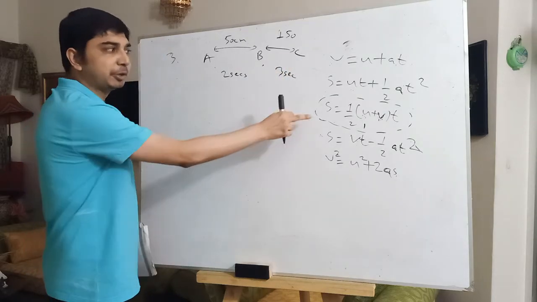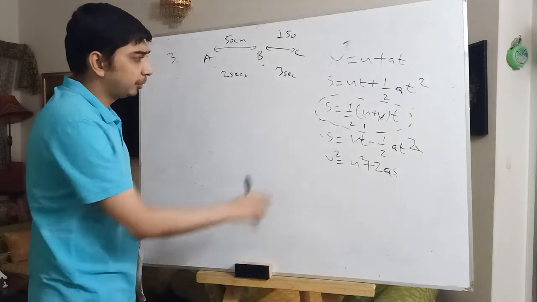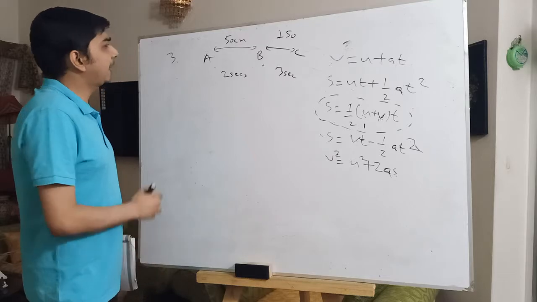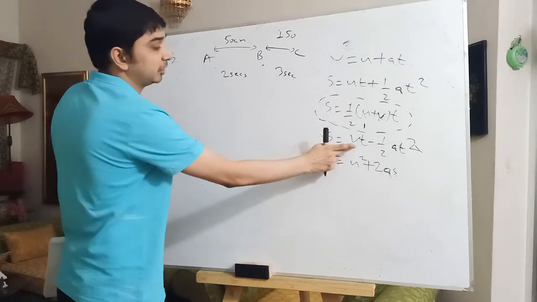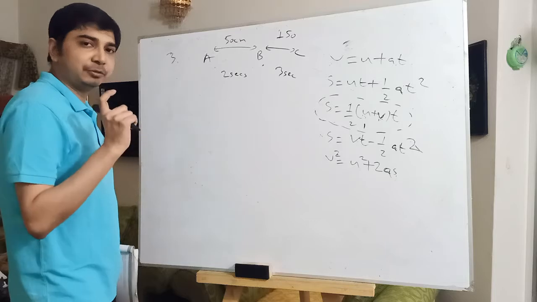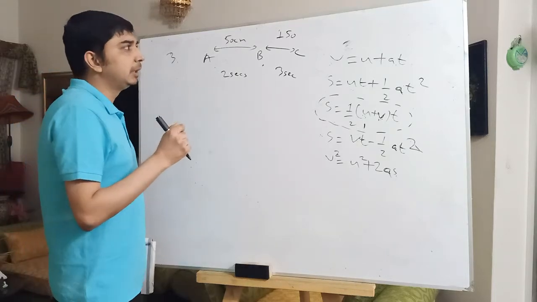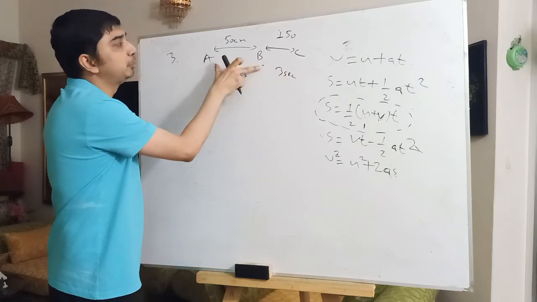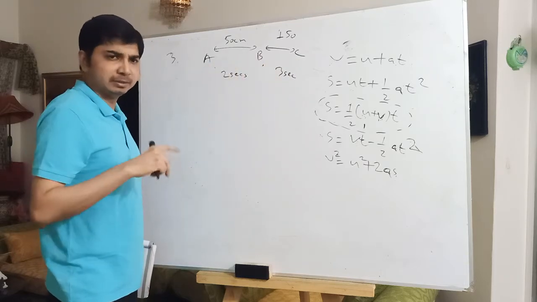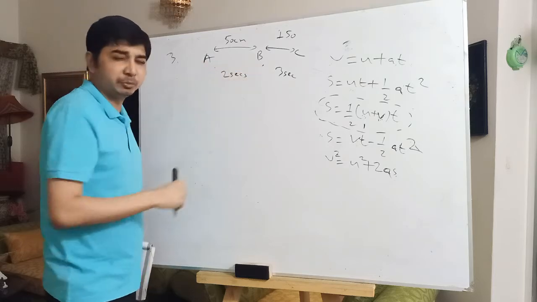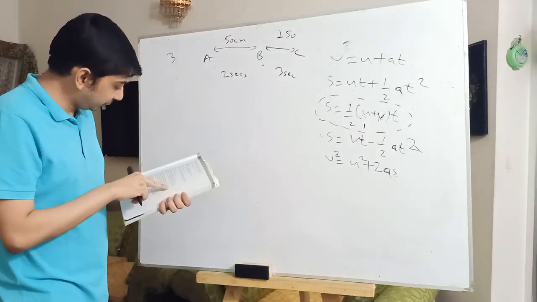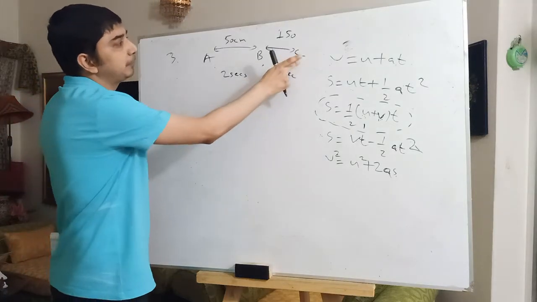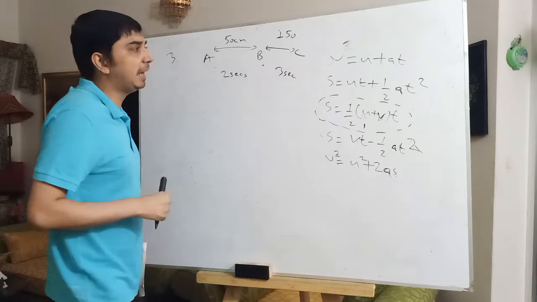So as I said before, we are going to use this formula, S equals Vt minus half At squared. Here V is the final velocity. So I have to take the motion in such a way that the final velocity is the velocity at C. For example, if I take the motion from A to B only, then the final velocity is the velocity with which the particle reaches B. But we actually want to find the speed with which it reaches C.